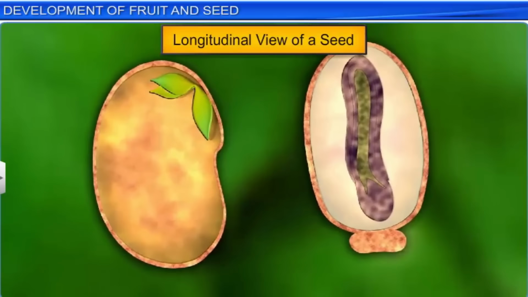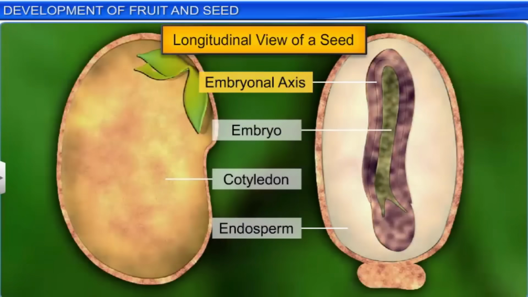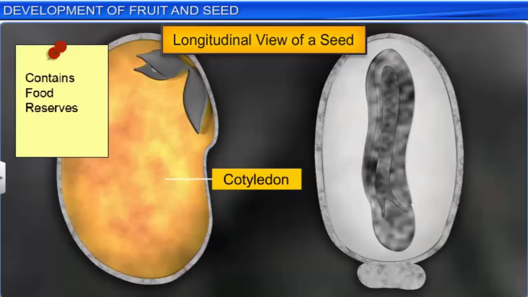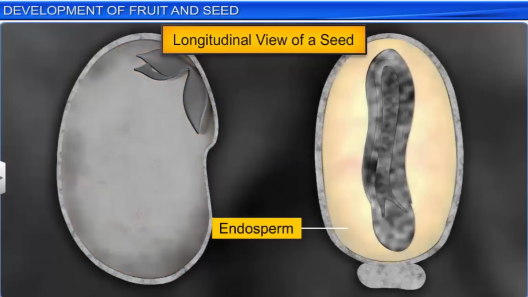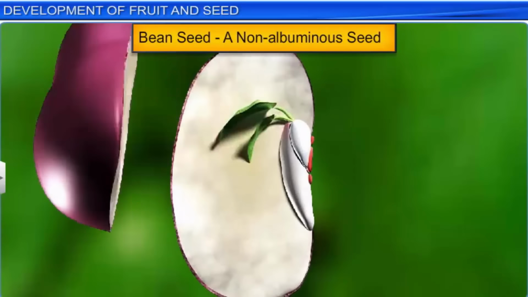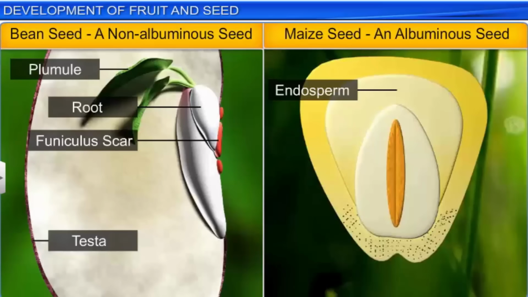Inside the seed coat lie one or more cotyledons as well as the endosperm, embryo, and embryonal axis. The cotyledons, which are often fleshy and swollen, contain abundant food reserves. Endosperm, on the other hand, is a nutritive tissue nourishing the developing embryo. Interestingly, in certain plants such as bean and pea, the developing embryo completely consumes the endosperm. Such seeds that contain no endosperm are called non-albuminous seeds. However, in wheat and maize, a residual endosperm is seen as it is not completely consumed by the embryo during the developmental stage. Such seeds are called albuminous seeds.